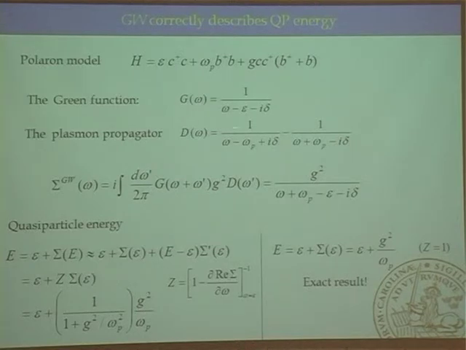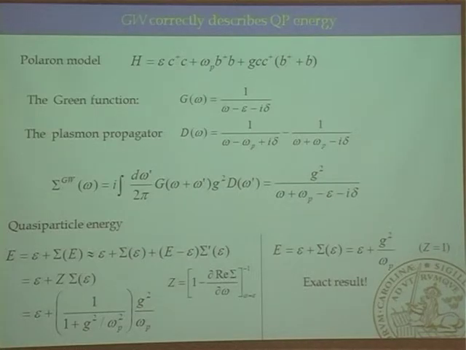You write the Green's function like this, and then we calculate the corresponding Green's function for the plasmon. There's a plasmon energy here. And then we just calculate the self-energy. It's just a product of these two with the coupling constant squared. You can do this very easily. You get an analytic expression for the self-energy.